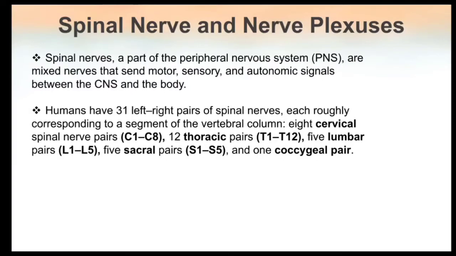Is yung 8 cervical spinal nerve pairs. Ito ay tinatawag mula sa C1 hanggang C8. Next is the thoracic pairs, which is what we called from T1 to T12. Next is the 5 lumbar pairs, tinatawag nating L1 to L5. And next one is the 5 sacral pairs, tinatawag na S1 to S5. And the last one is the coccygeal pair.